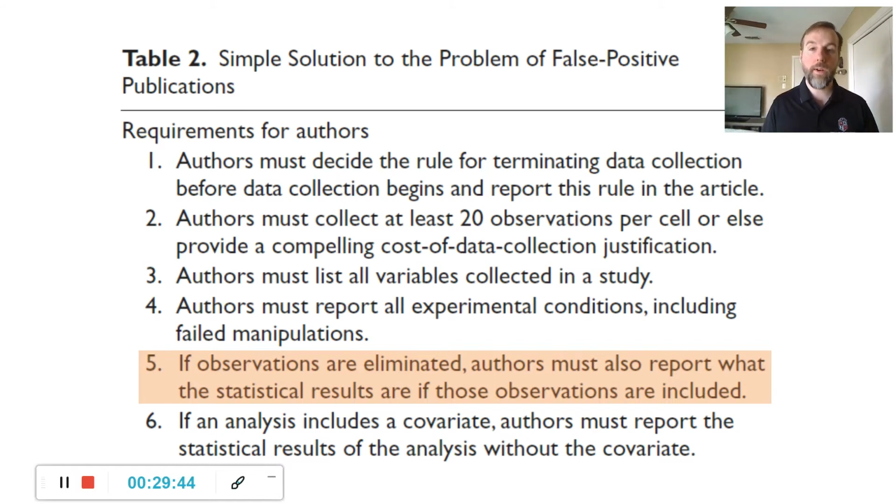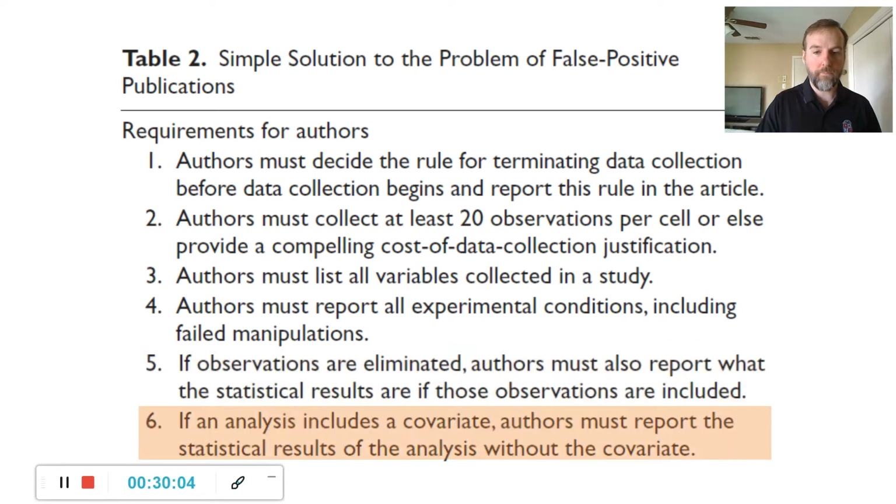Then the reader or the reviewer can determine, well, are they manipulating their researcher degrees of freedom? Is this some sort of spurious finding that they only get when they get rid of slow reaction times and they get rid of these two participants, or does this seem to be appropriate what they've done? And similarly to number 5, if there's a covariate, then you should report the results with and without a covariate.